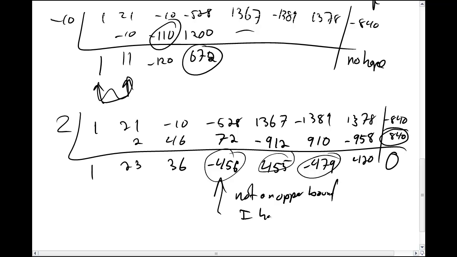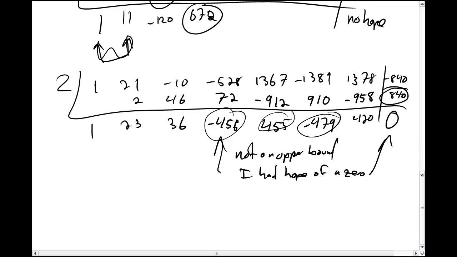I had hope of a 0. And that hope paid off. I got a 0 there. This means that this guy factors. I didn't find an upper bound, I found something even better. I found an actual 0.